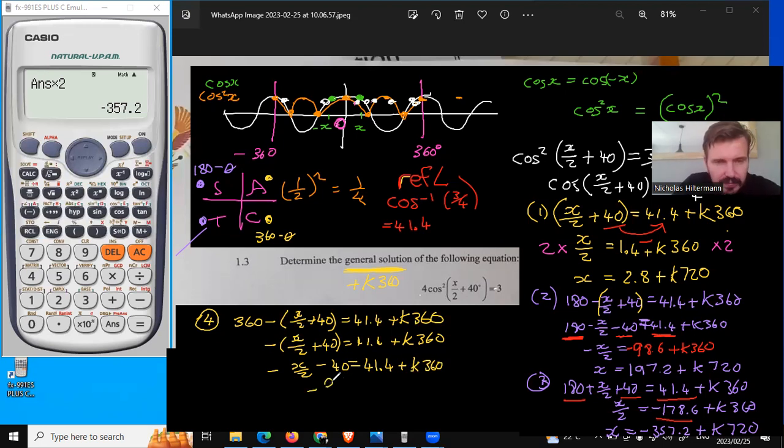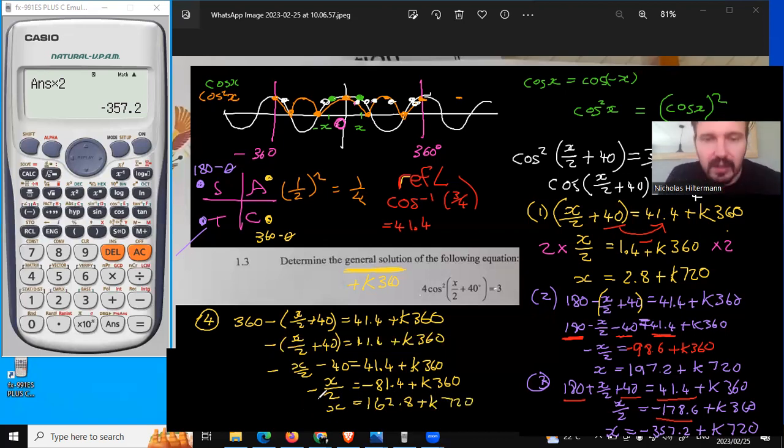And so we have negative x over 2 equals negative 81.4 plus K360. And so we just times everything by minus 2. We have x, when we times this by minus 2, we get 162.8 plus K720. Okay, and that's that. That's done. Those are the general solutions.